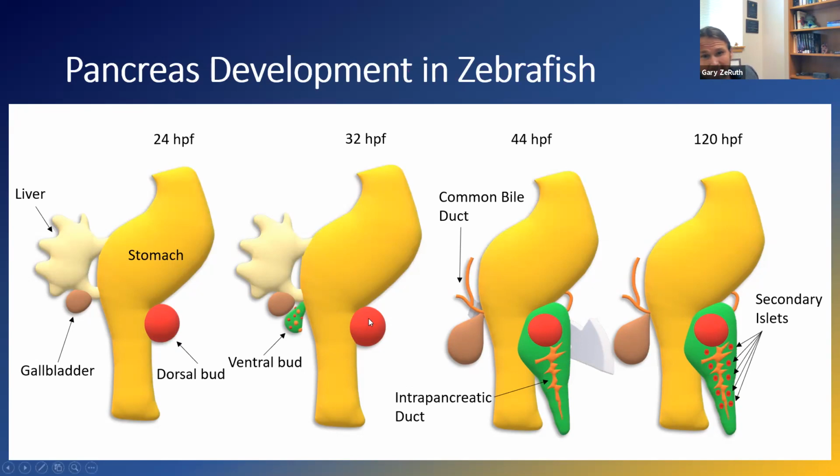By about 2 days after fertilization, the ventral bud is going to rotate around and fuse with the dorsal bud, engulfing it, and then undergo a rapid period of maturation and expansion, giving rise to the pancreatic body and the intrapancreatic duct. And then by about 5 days after fertilization, you'll see secondary islets start emerging along the pancreatic duct. These are the islets that are primarily responsible for making the insulin to regulate the blood glucose in the adult organism.